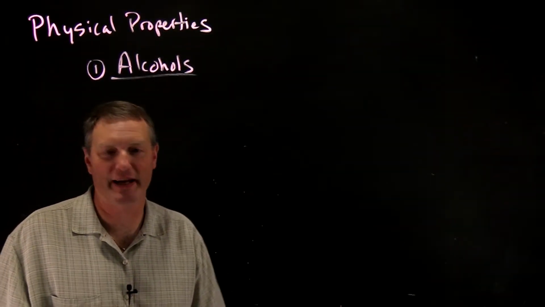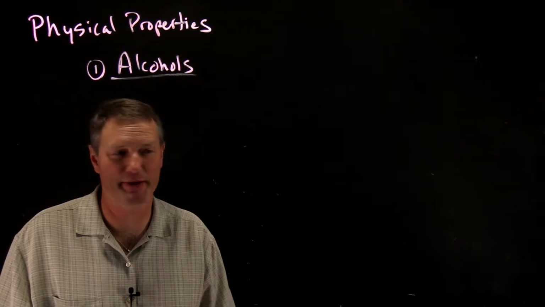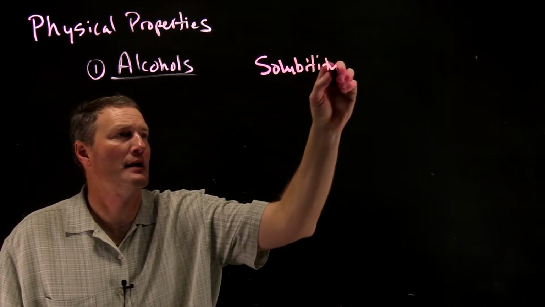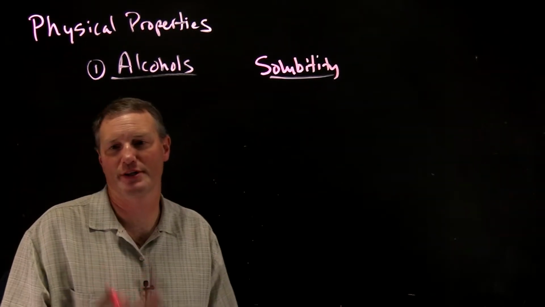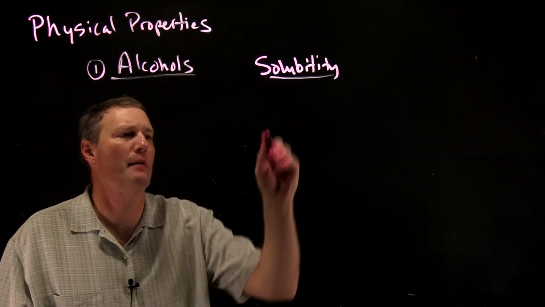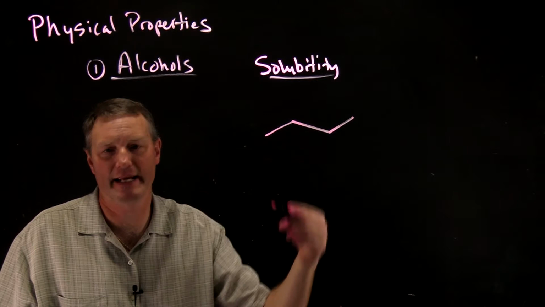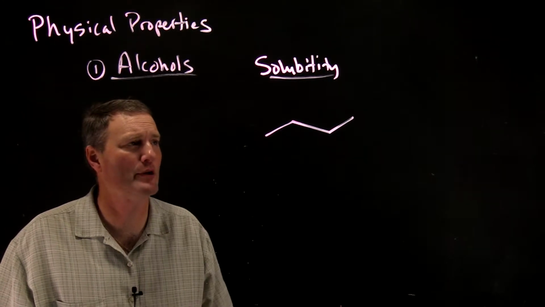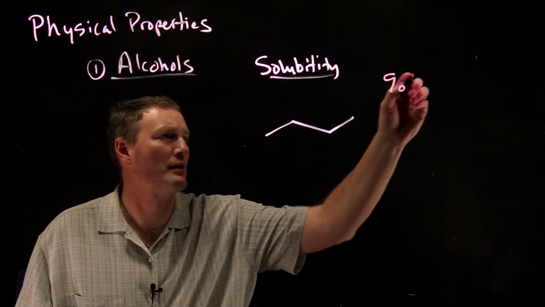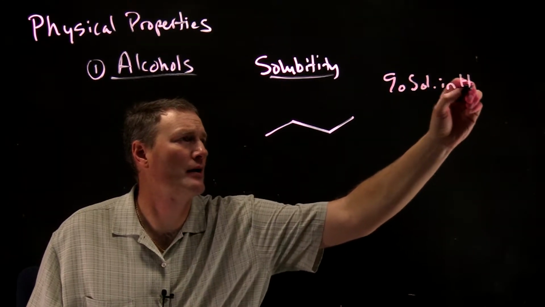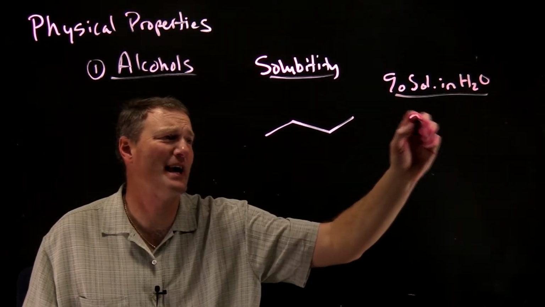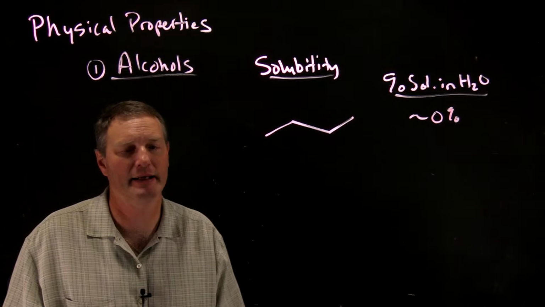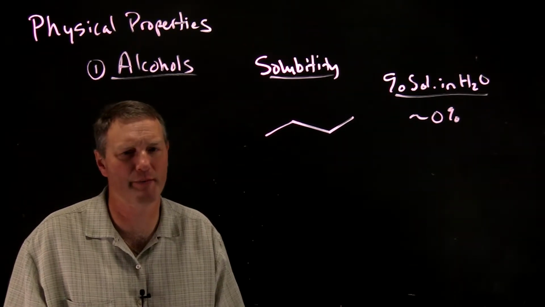Another physical property that's affected by alcohols is what's called the solubility. So solubility is the ability for a molecule to dissolve in water. So compounds like butane, pentane, hexane, these alkane or just hydrocarbon-like molecules, if we were to look at the percent solubility in water, this essentially has 0% solubility. There is a very, very slight solubility of something like butane or pentane in water, but it's very, very minuscule.